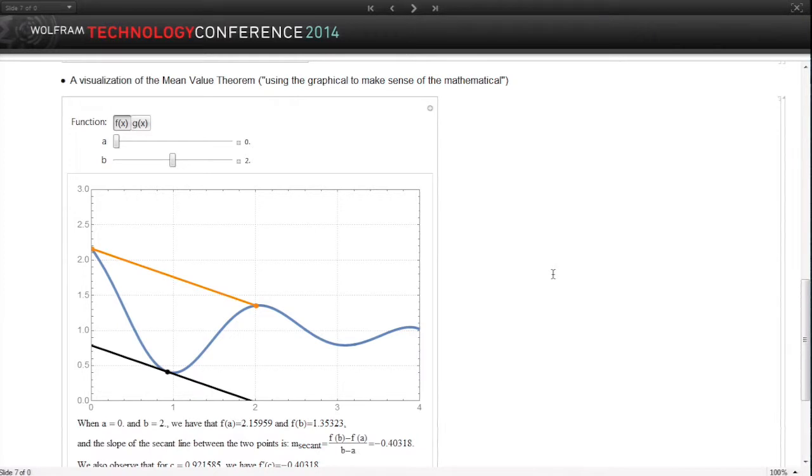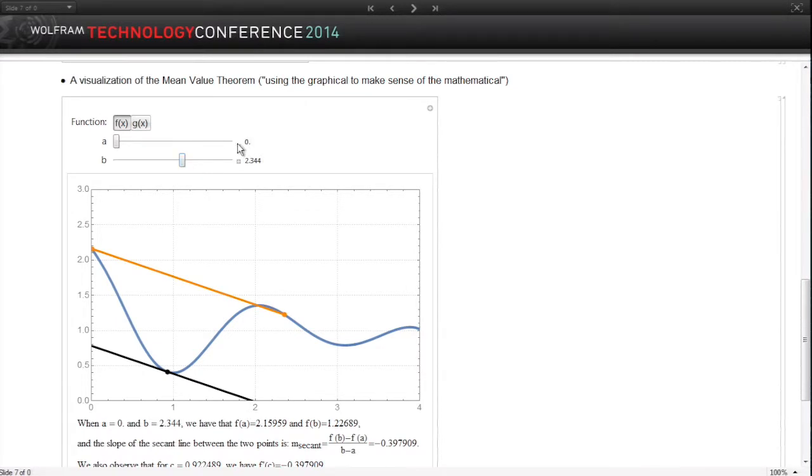So what we wanted to do was have a graphical representation of the mean value theorem. And we told students before they went to do that worksheet that we want you to use the graphical to make sense of the mathematical. And other times, we'll give them a graph and say, use the math to explain what you see in the graph. So the mean value theorem says that for any 2 points that you pick on a continuous function, there's some point between them that has the same instantaneous rate of change, or the slope of its tangent line is equal to the slope of the secant line between the other 2 points.